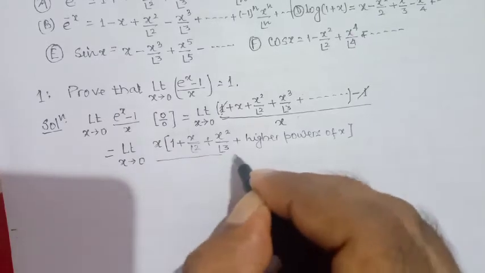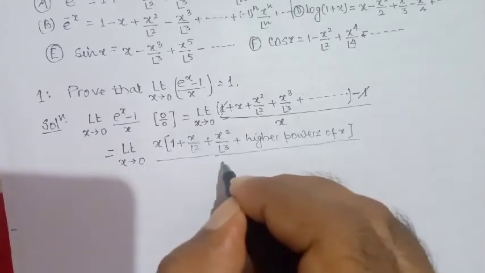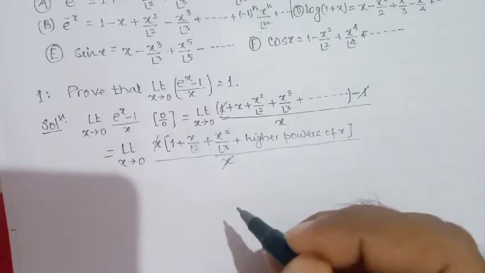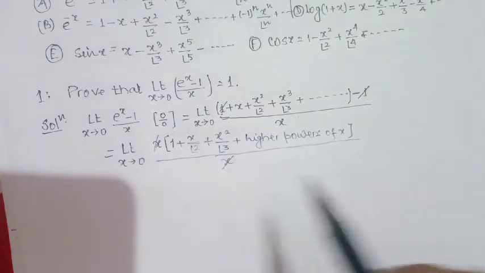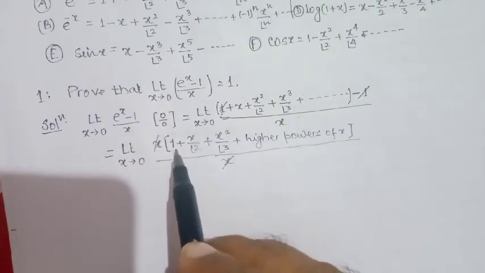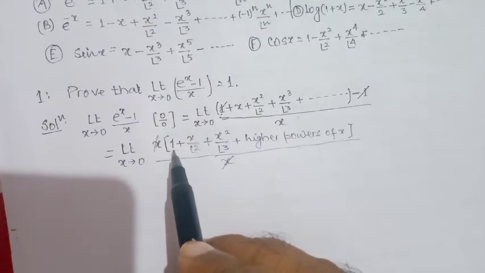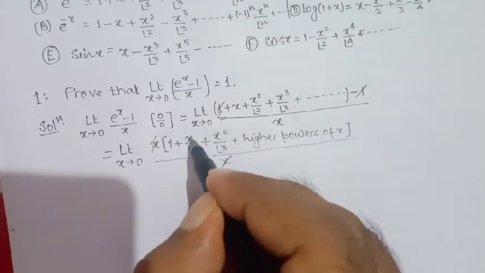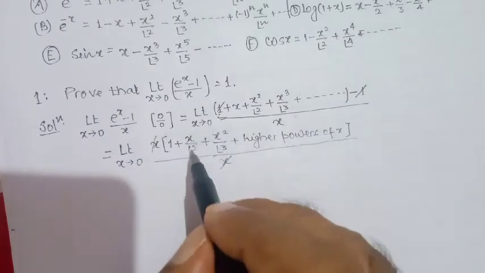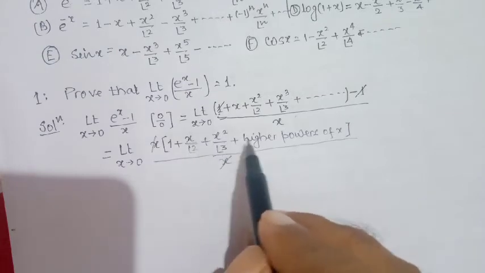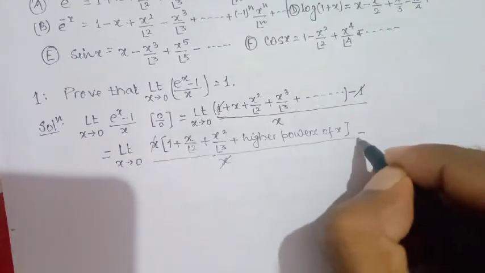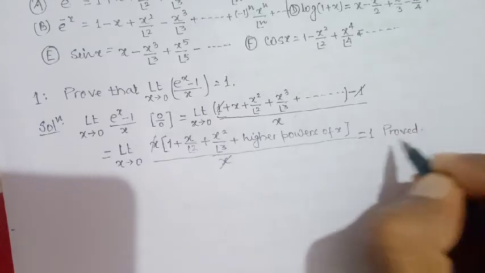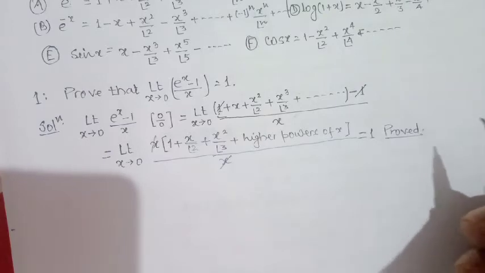Divided by x. So x and x should cancel here. Now apply the limit. After the first term, because the first term is 1, which is independent of x, each term contains x. So after the first term, each term will be 0 and the result is 1. This is your result. Hence, children, we prove such result in this way.